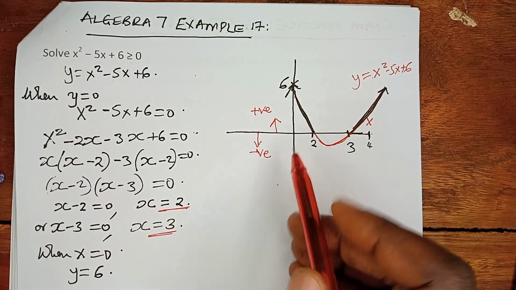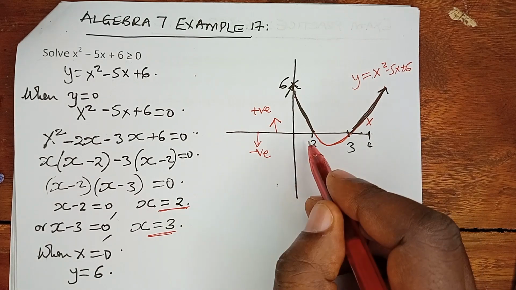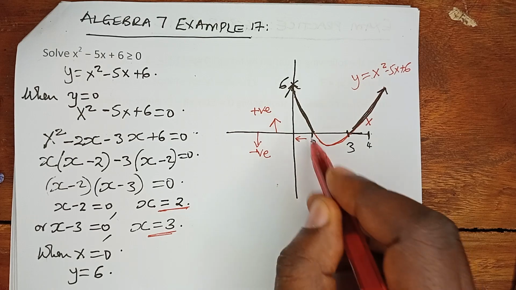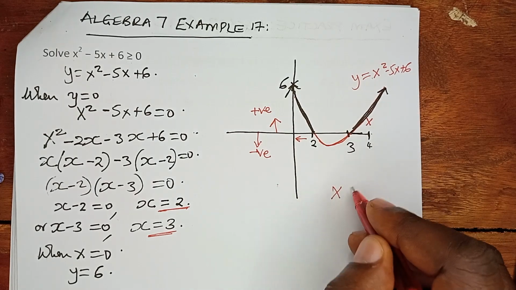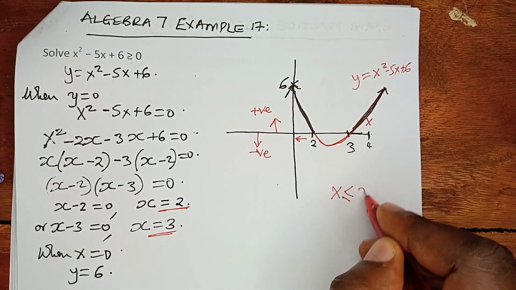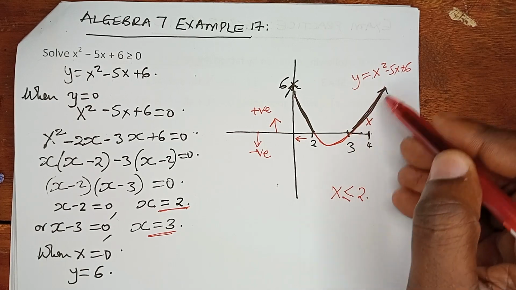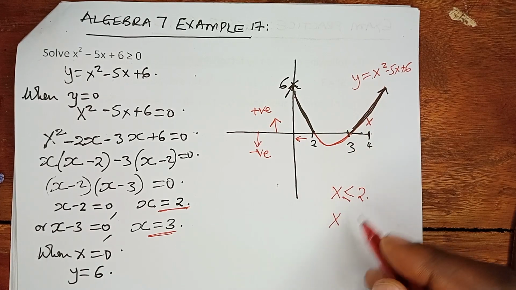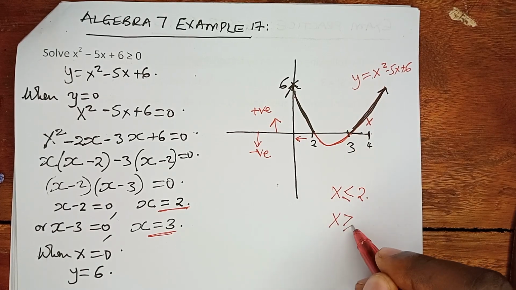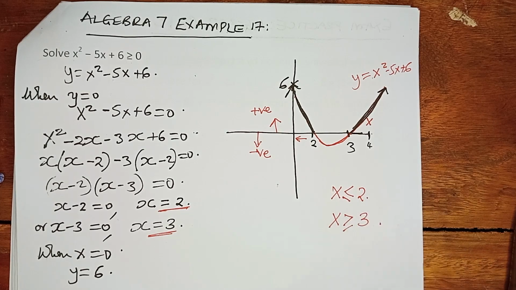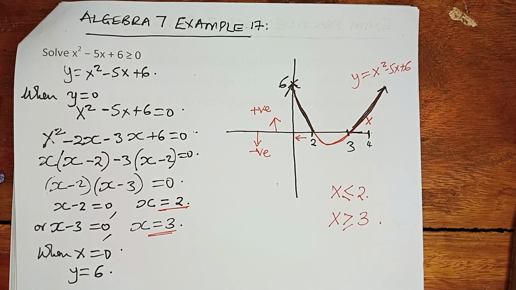For this to make sense, x has to be less than or equal to 2. And for this to make sense, x has to be greater than or equal to 3. That is exactly what we had to show.